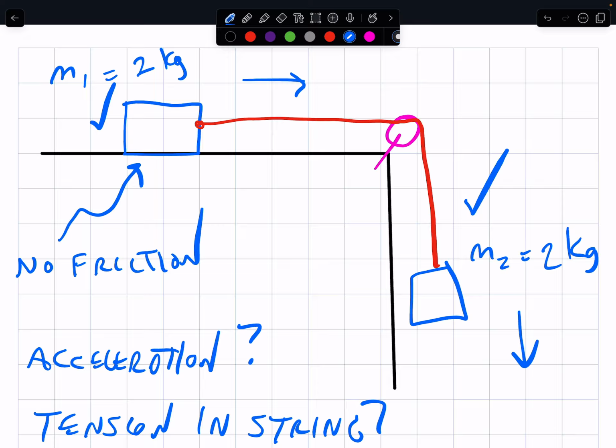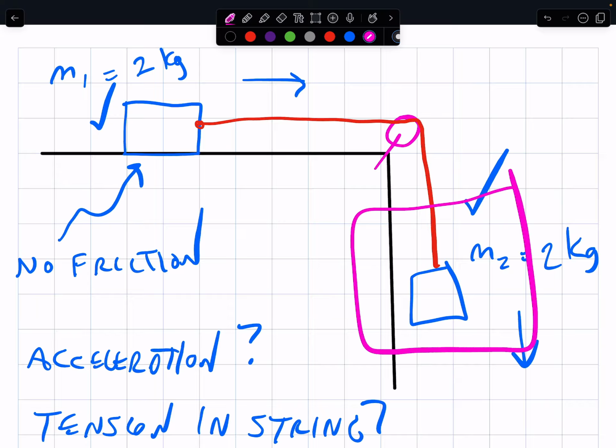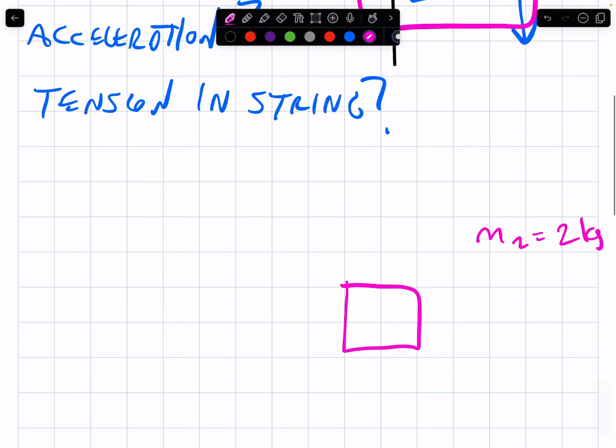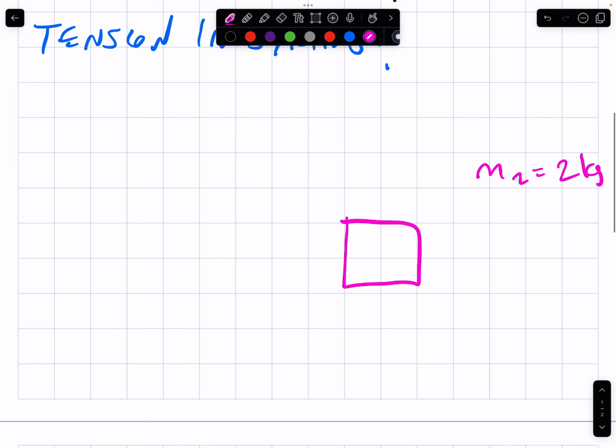So let's do this. First of all, let's look at this guy. All right, M2, it's 2 kilograms suspended by a string, and it's free to start moving. So I'll draw that down here. All right, so there's M2, it's 2 kg. Yeah. And so what are the forces acting on that mass? It's hanging over the edge of the table.